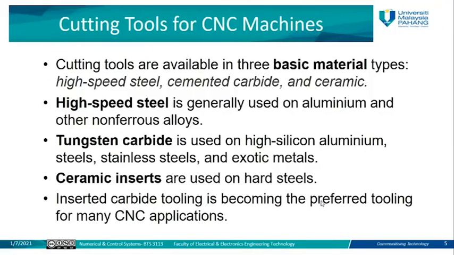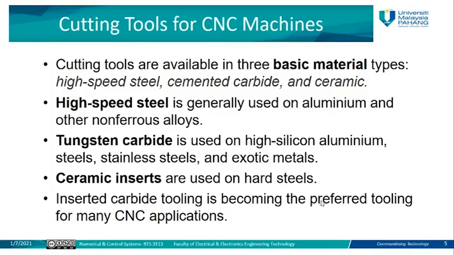So there are actually three types of materials that are usually used to produce the cutting tools, the milling tools, or the drilling tools for CNC machines. This depends on the nature of the material used to create or produce those tools. The first type is high speed steel, the second type is cemented carbide or tungsten carbide, and the third one is ceramic inserts.